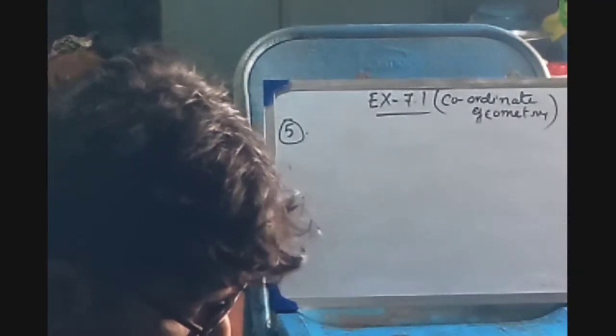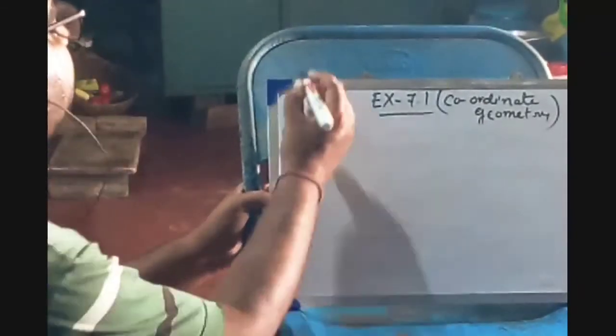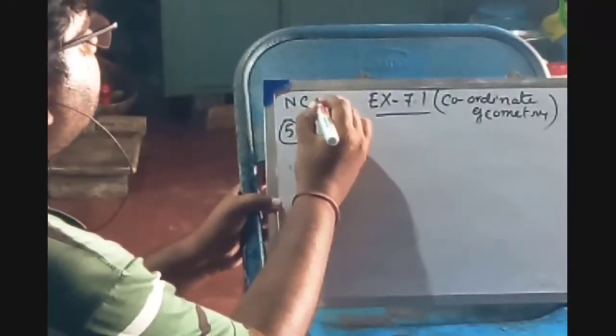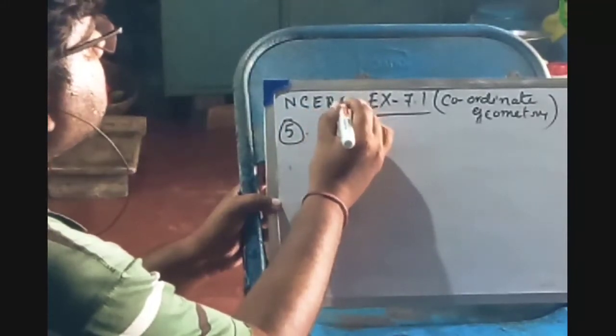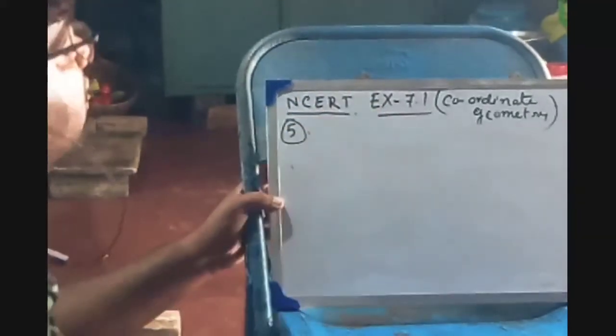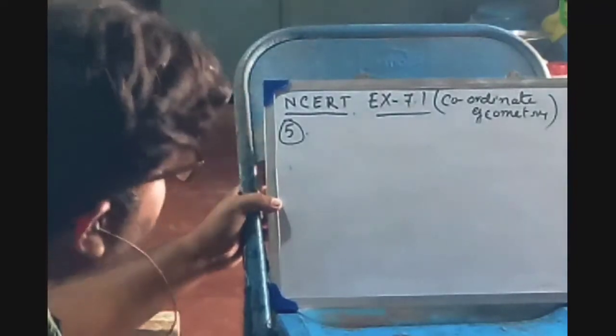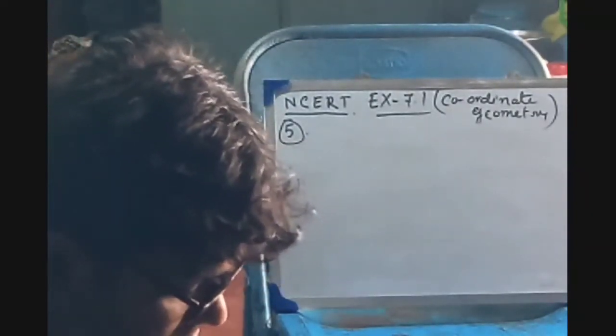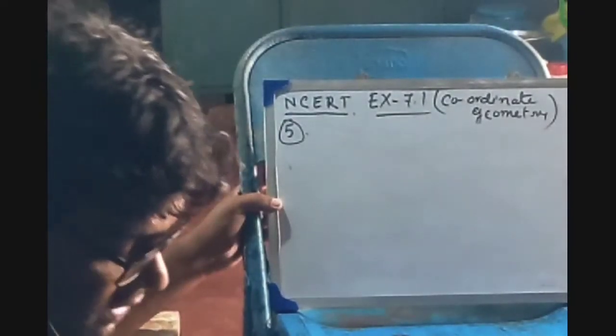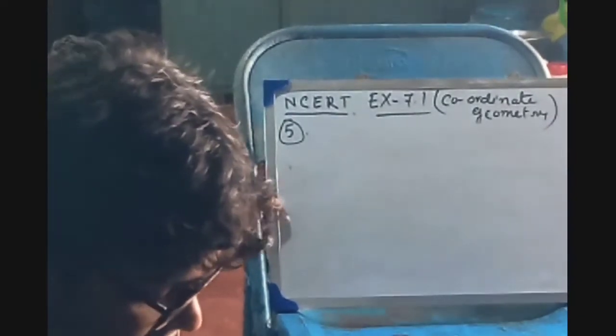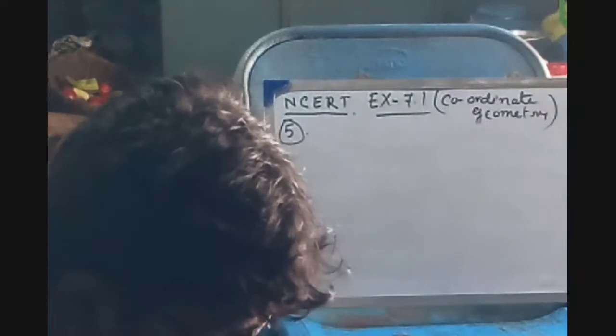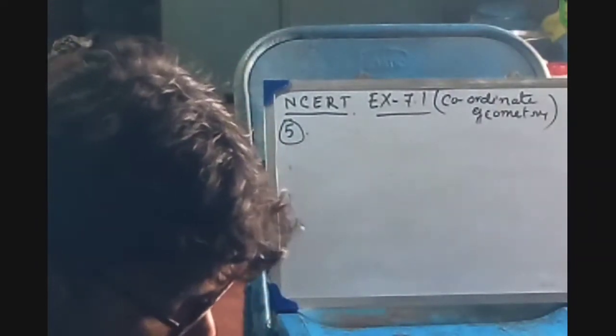Question number 5, NCERT book. I am following the NCERT book, exercise 7.1. Hope you are able to see the picture of figure 7.8. Now here some rows are given, some columns are also given.